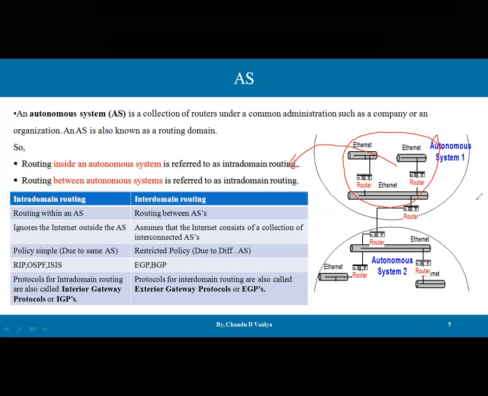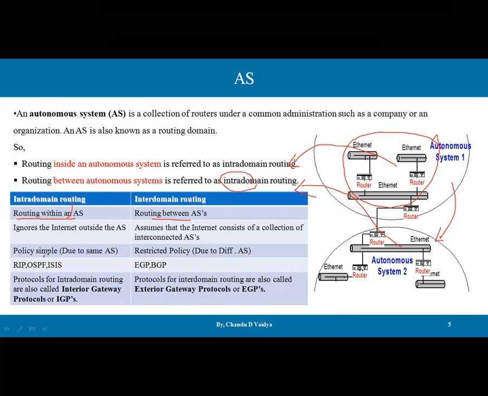So the second category: if autonomous system 1 and autonomous system 2 want to communicate with each other, that will be inter-domain. Sorry, there was a spelling mistake; it is inter-domain. Now there are differences between inter-domain and intra-domain. First is intra-domain: routing within the autonomous system. Inter-domain is routing between two autonomous systems. The second difference is that intra-domain ignores the internet outside the autonomous system, whereas inter-domain assumes that the internet consists of a collection of interconnected autonomous systems.